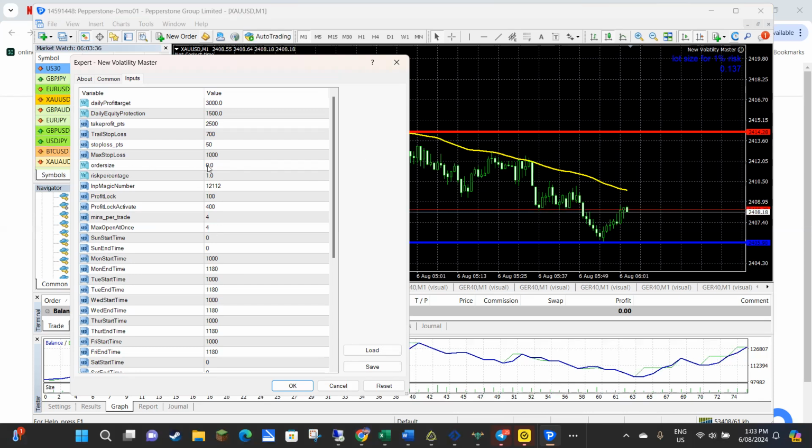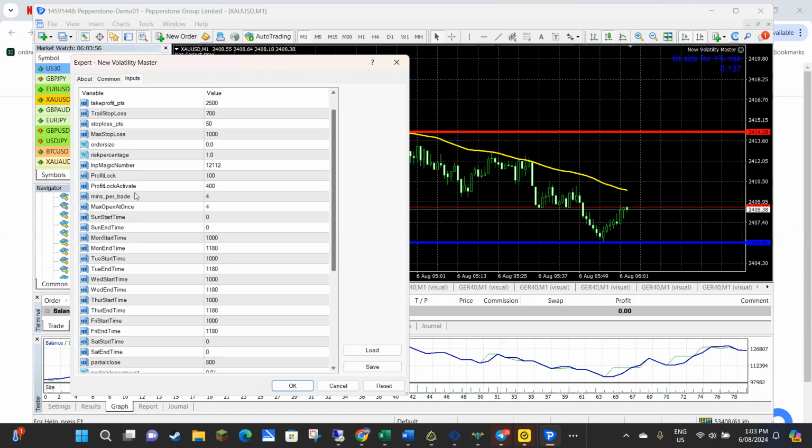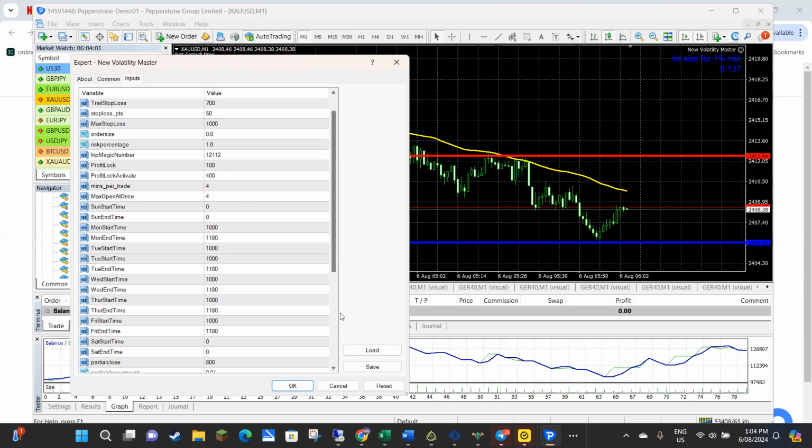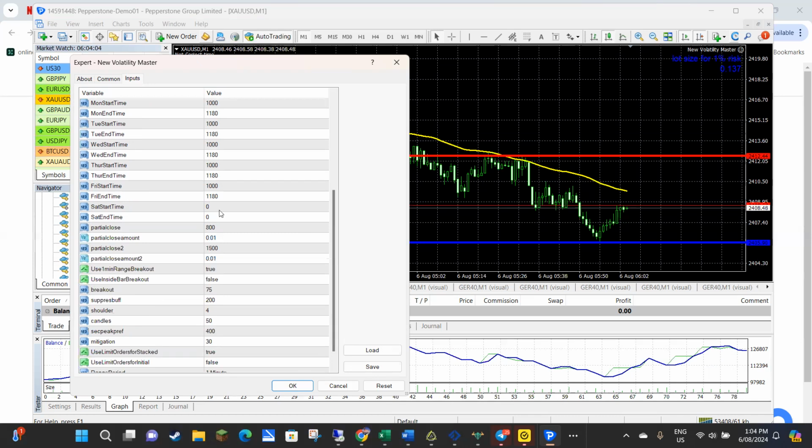Now, we went through order size, which is your lot size. If you set it at 0, it's automatically going to calculate that lot size for you based off your risk percentage, your account balance, and where it's going to place the stop loss. We went through profit locks and everything, and the maximum open at once. The time settings, that's all good. We went through the partial closes, that's good.